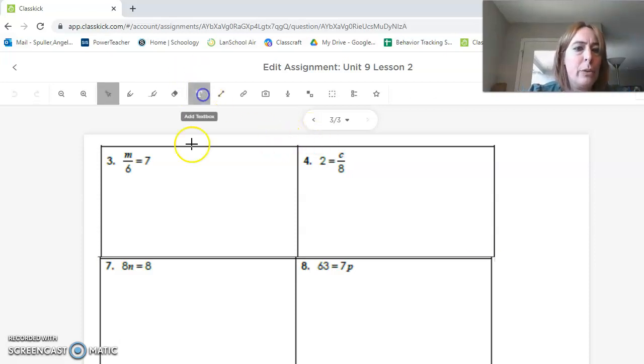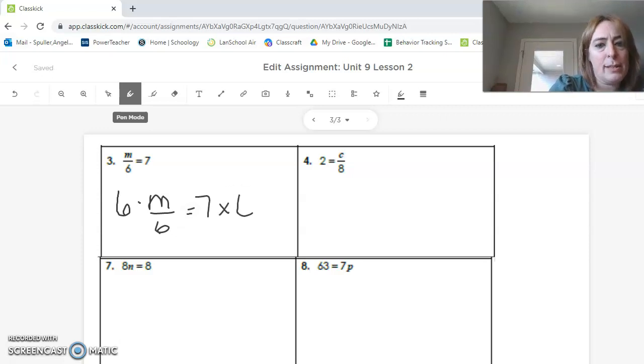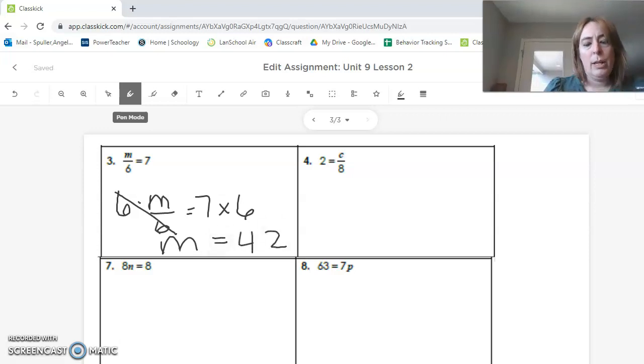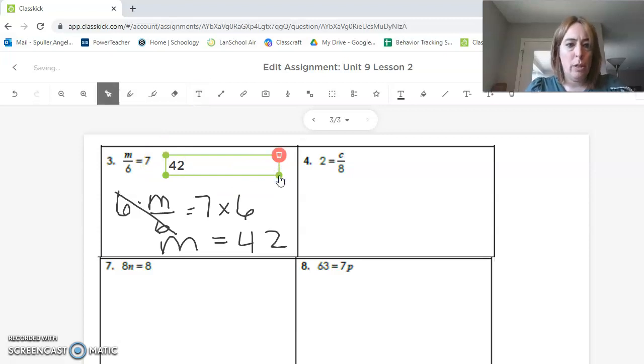All right, for number 3, you should have taken multiplication. So you should have said 6 times m over 6 equals 7 times 6. And you said that gets rid of that, so all we're left with is m equals 42. And then to prove it, you should have said 42 divided by 6 equals 7.